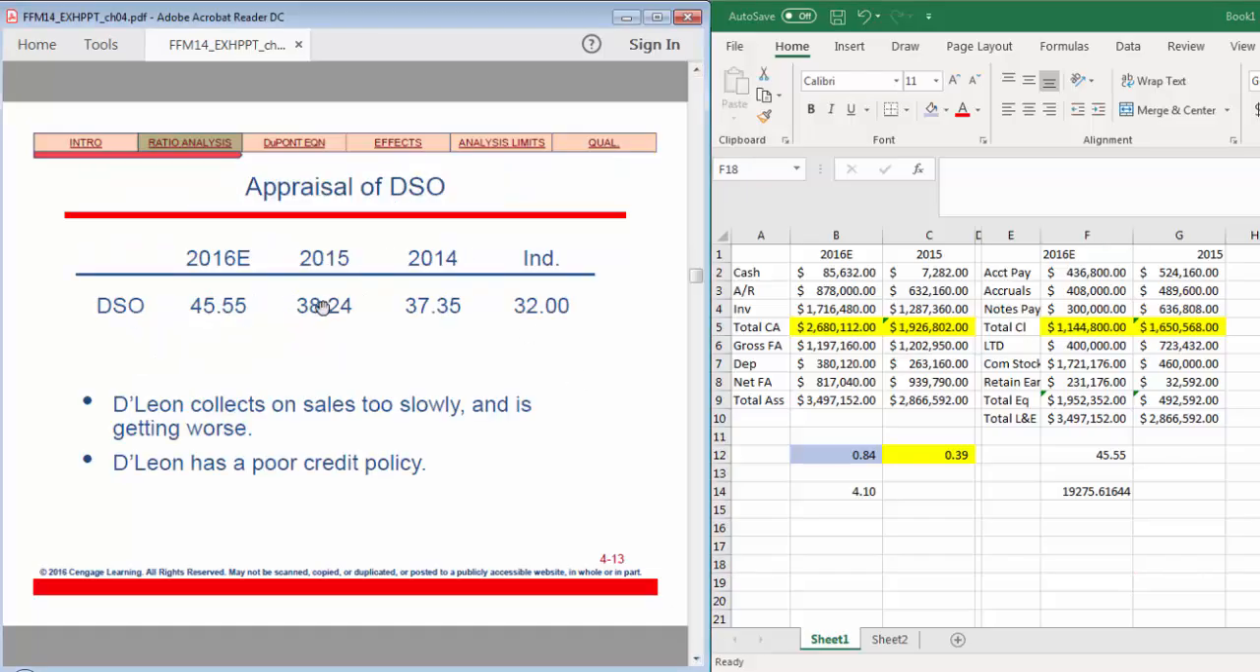So comparing, you see that DeLeon collects on sales too slowly. Maybe you also need to provide some incentive to your sales team, that hey, go out and discuss with the buyers how they can get us cash as soon as possible. So DeLeon has a poor credit policy. Maybe they are too liberal on credit policy. They are not collecting cash as fast as needed. The industry average is 32 days, whereas DeLeon is estimated to convert their sales into cash in 45.55 days.